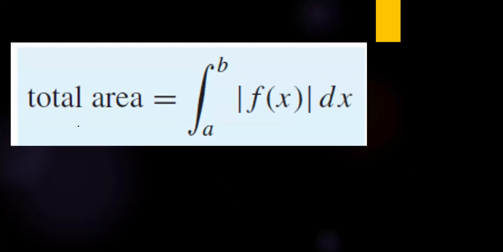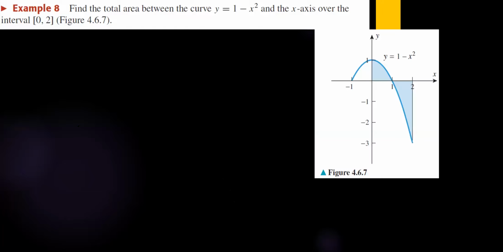Now, let's talk about how we can find the total area. To find the total area, we have to find the absolute value of f of x from a to b dx. So when I'm asking you to find the total area, you will take the function and put it between absolute value. Let's have this example here.